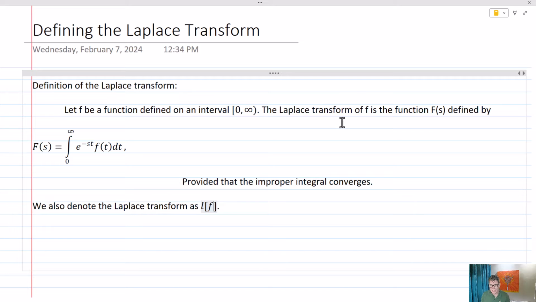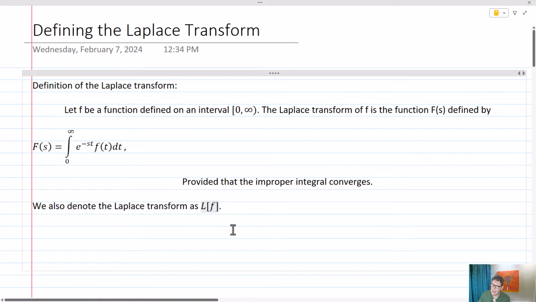We're going to see some instances in which we have to restrict our bounds for s in order to make sure that the integral does in fact converge. You're also going to see this notation a lot: big L of f, where the big L stands for Laplace transform, and f is the function that we're taking the Laplace transform of.